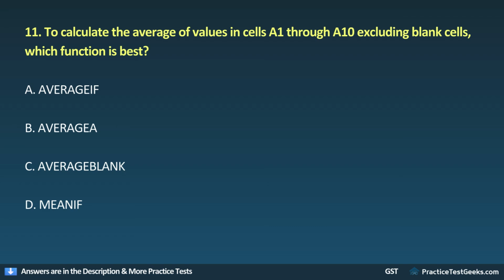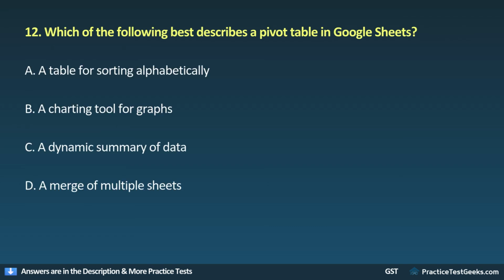11. To calculate the average of values in cells A1 through A10 excluding blank cells, which function is best? A. Average_if. B. Average_a. C. Average blank. D. Mean_if. 12. Which of the following best describes a pivot table in Google Sheets? A. A table for sorting alphabetically. B. A charting tool for graphs. C. A dynamic summary of data. D. A merge of multiple sheets.